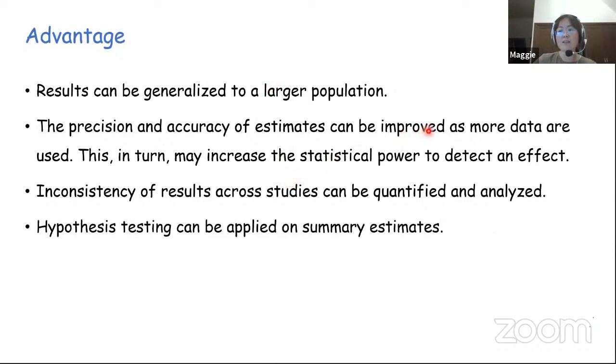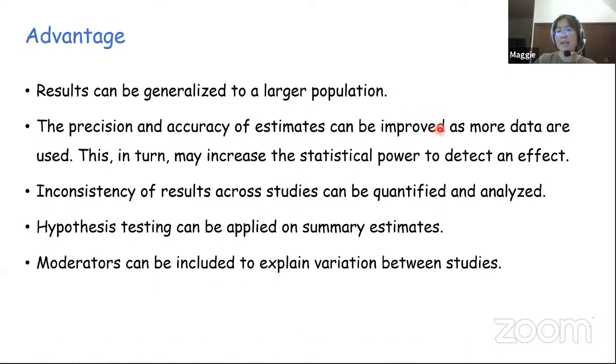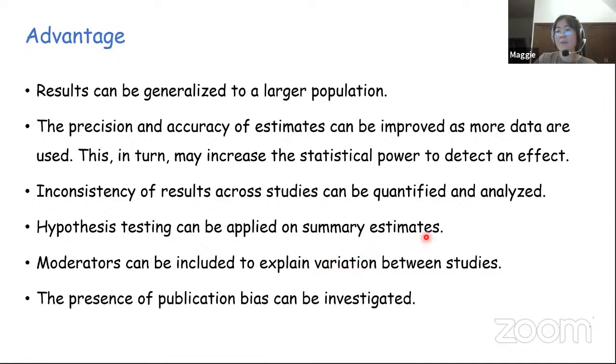And also, hypothesis testing can be applied on summary estimates. And moderators can be included to explain variation between studies. You know why they have different data, which one may have their disadvantages, how they get different conclusions, and the presence of publication bias can be investigated. So this is the advantage of the meta-analysis and systematic reviews. So from that we already know all the types of medical research.